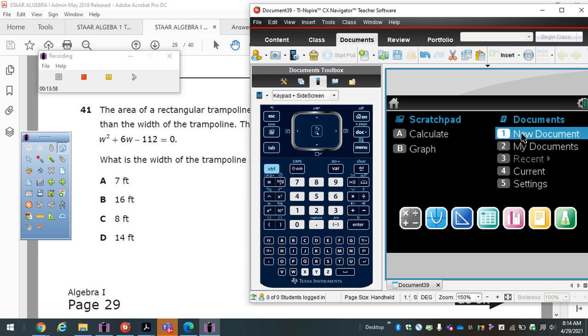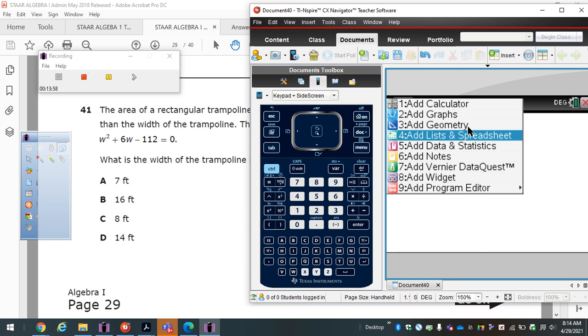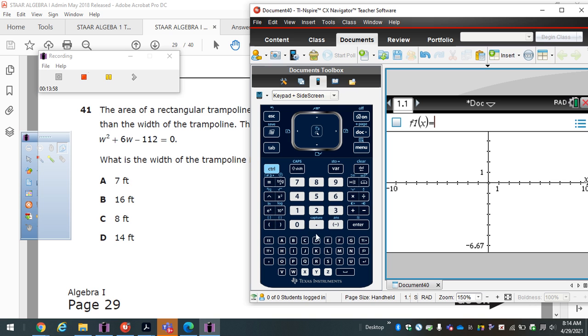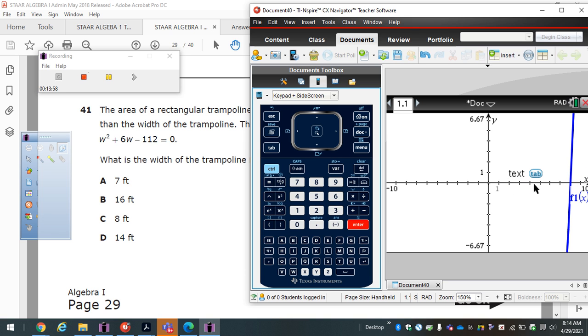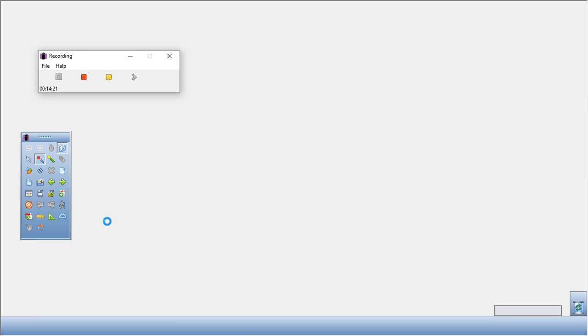Go to a new document, graphs, and then just plug in there. Instead of w's, we'll put x's, okay? X squared plus 6x minus 112. Okay, whatever that number is, it has to be that one. 1, 2, 3, 4, 5, 6, 7, 8. It's that simple. They give a lot of words.